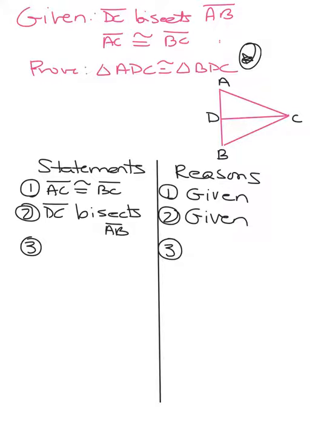So let's look at what we have already written in the proof. We have segment AC is congruent to segment BC. That's given, as we know. So once we write it in our proof, I like to then mark the diagram. So I have AC is congruent to BC.